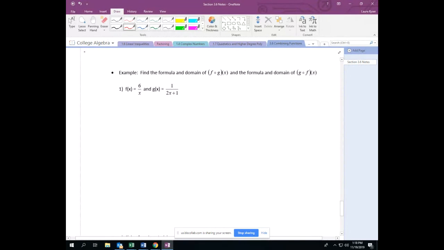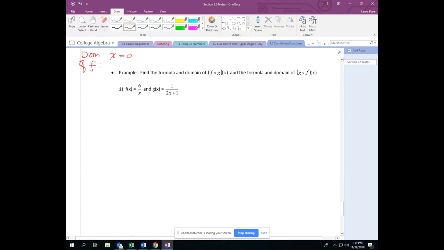Okay, so starting with the domain of f. The f of x function is right here. It is a rational function. When we have rational functions, we have to be concerned about excluded values, which are values that create a zero denominator. So to figure out what the excluded value or values are, we are going to take the denominator and set it equal to 0.